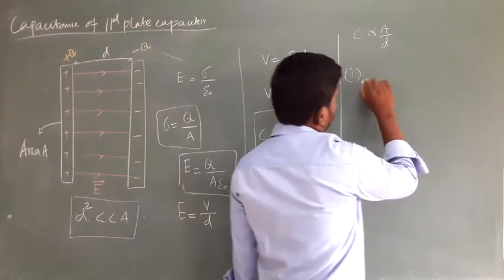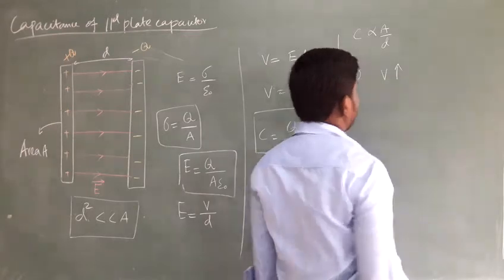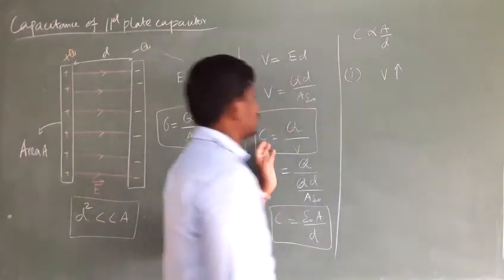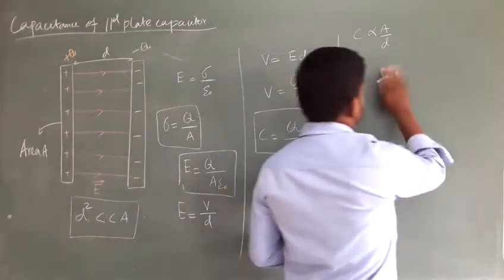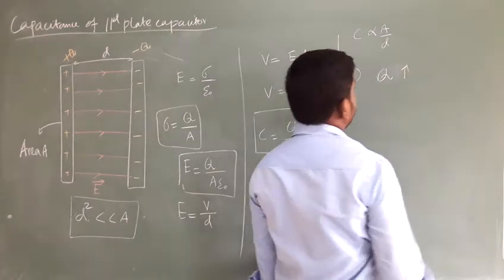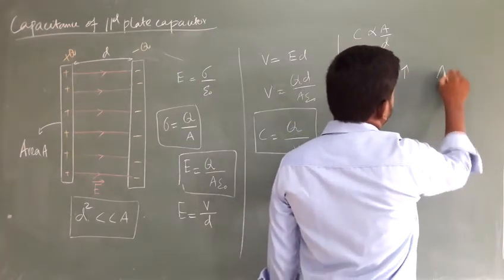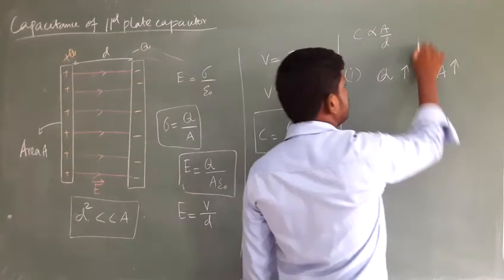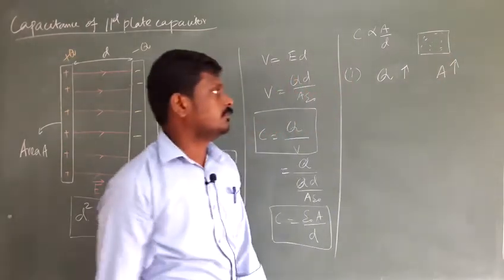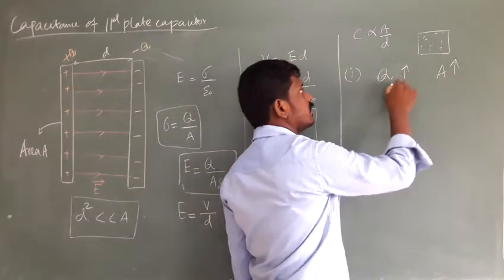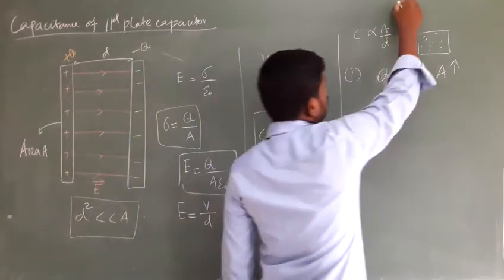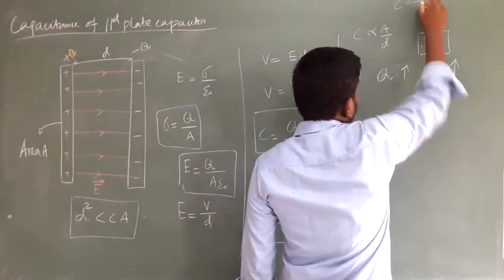That means if we increase the area, what happens to the capacitance? The charge Q is increasing. That means the area of cross section A is increased. The area of cross section of the plate is increased, so a larger amount of charge is distributed on the plate. If we increase A, the charge increases. The charge increases, and capacitance also increases because C is equal to Q by V.